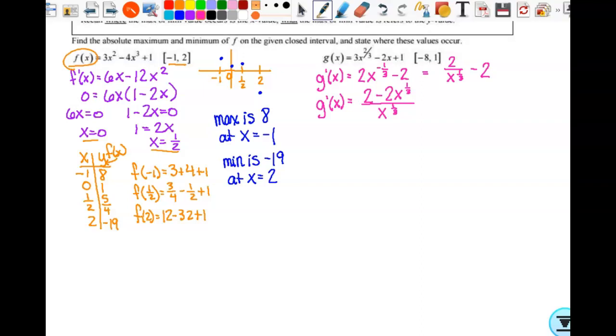So let's think about what happens with the rational. g prime of x equals 0 when 2 minus 2 times x to the 1/3 power equals 0. You just take the numerators when it equals 0, right? So to solve this, 2 equals 2 times x to the 1/3 power. Divide by 2, I get 1 equals x to the 1/3 power. So what does x equal? 1.